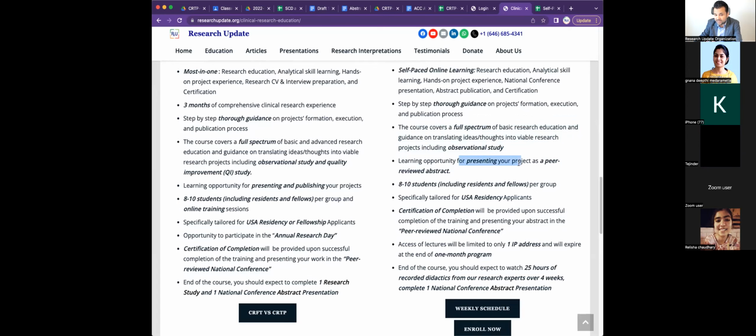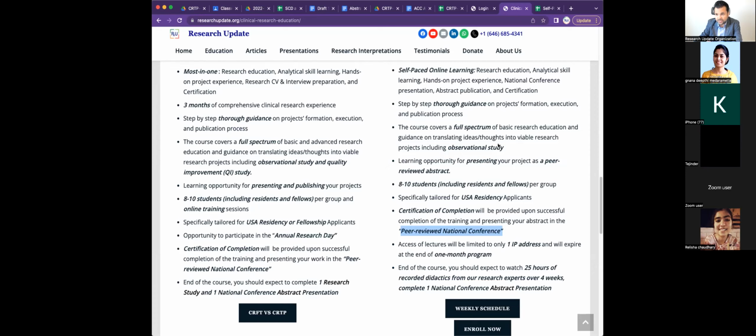Peer review abstract and article is category number one in the ERAS application. We are going to have 10 to 15 people in the group, including 8 to 10 IMGs, 1 or 2 residents and a faculty member. Upon completion, you are going to get the certification, and the work you are doing in the upcoming 15 days is going to be submitted to the Society of Hospital Medicine conference.